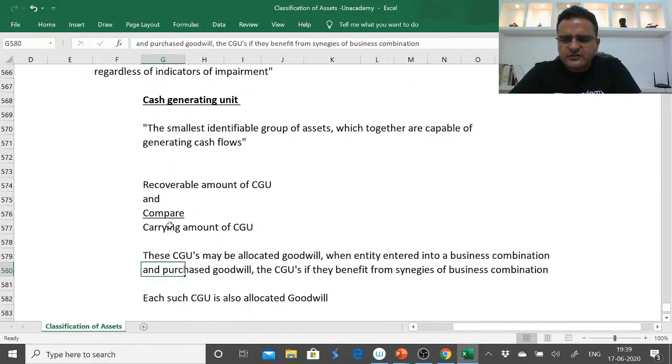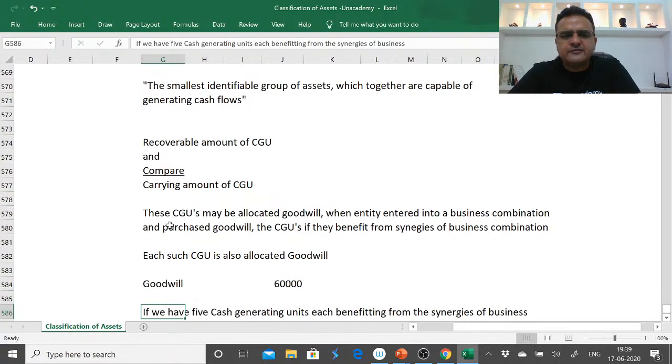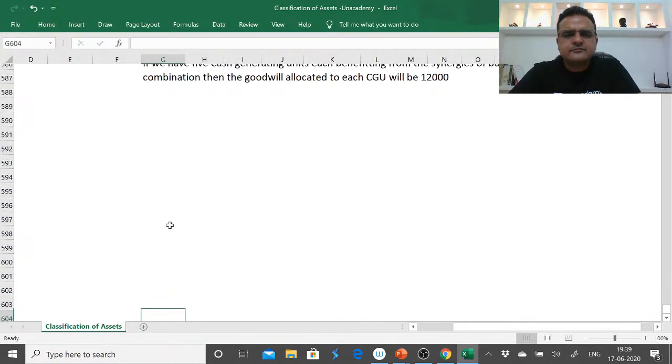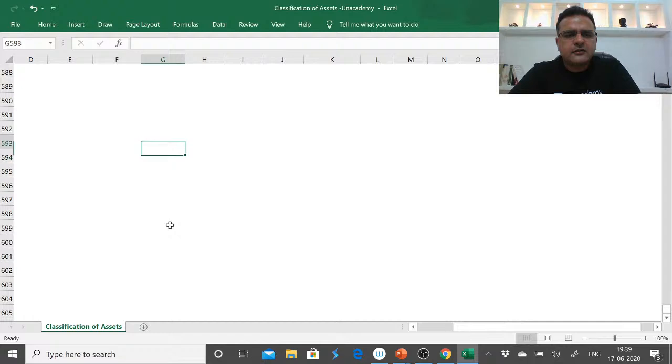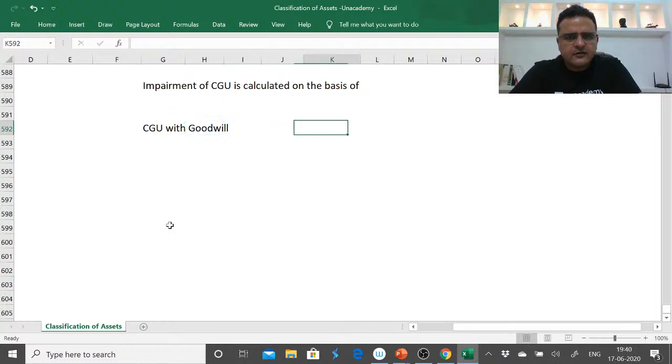So impairment of CGUs is dependent on whether CGU is with goodwill or without goodwill. Impairment of CGU is calculated on the basis of CGU with goodwill, CGU without goodwill.